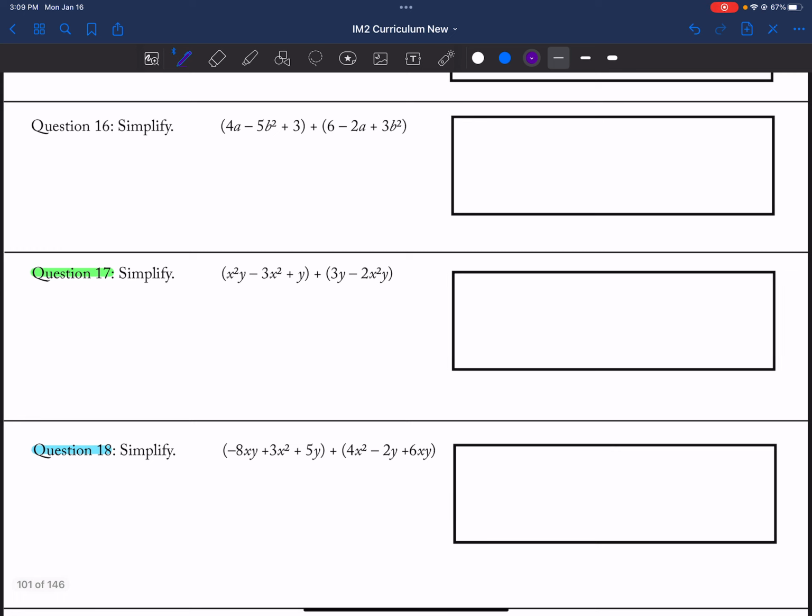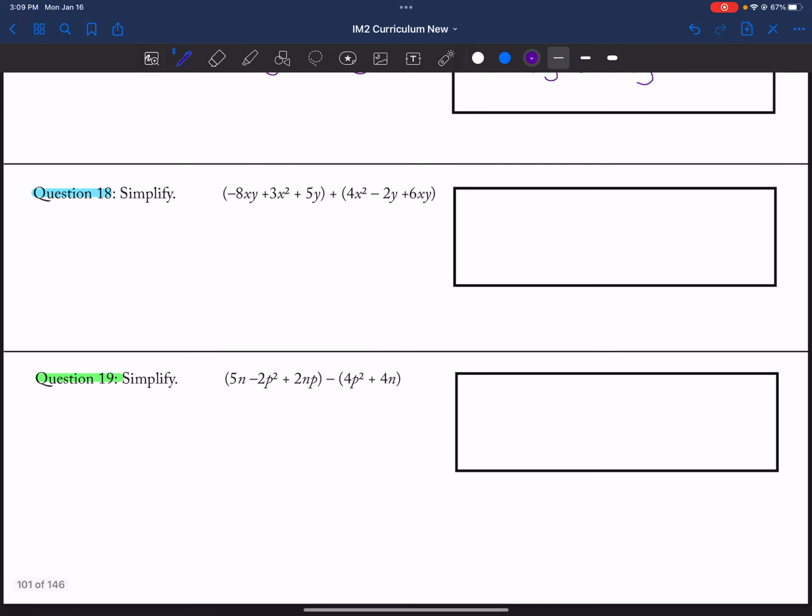And again, addition, so I have an x squared y here and a negative 2x squared y there. So that gives me a negative x squared y. I have no x's by itself, so I have a negative 3x squared. And then I have a regular y and a 3y, which gives me 4y. So negative x squared y minus 3x squared plus 4y.